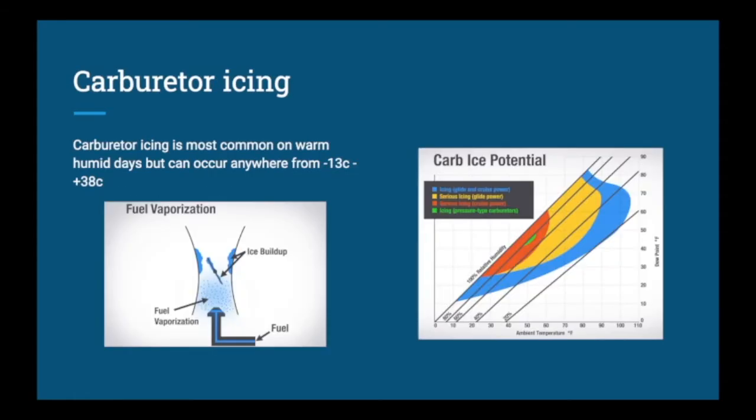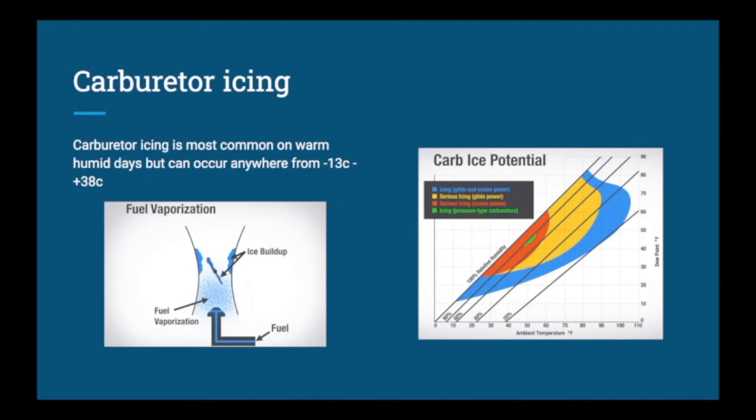All right, next we have carburetor icing. Carburetor icing is most common on warm, humid days, and it can occur from anywhere from about -13 to +38. So what happens on a warm, humid day, the air is warm, so it can hold lots of moisture, and it's humid, so that means there is lots of moisture present in the air.